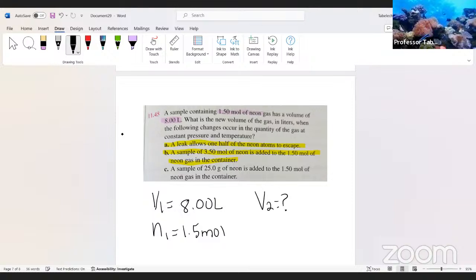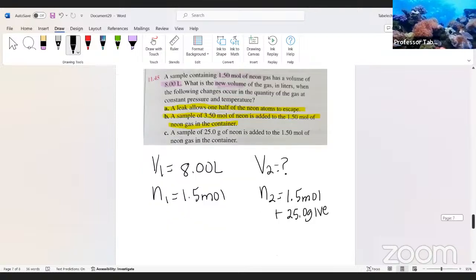You're looking for your V2. That's what they asked you previously. They want to know the final volume. It says it right here. What is the new volume? Okay, so to find my N2, what did they give me? It says a sample of 25 grams of neon is added to the 1.5 moles of neon gas in the container. So you know what you're going to have to do? You're going to take the 1.5 moles plus the 25.0 grams of neon. But guess what you're going to have to do? You've got to convert the 25 grams of neon to moles.